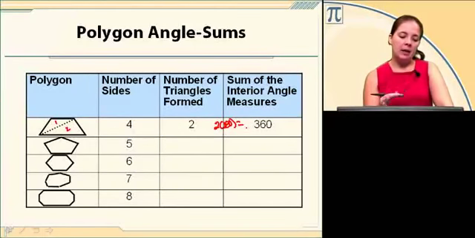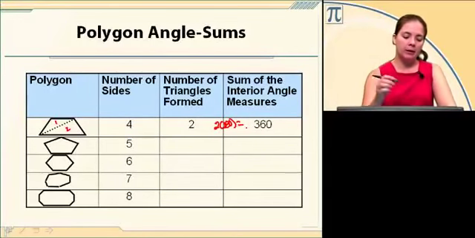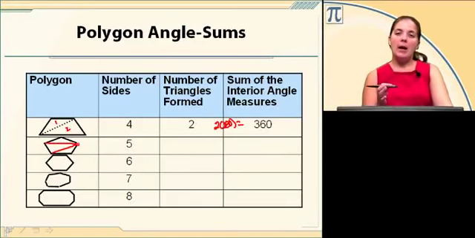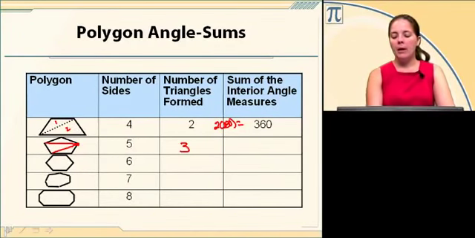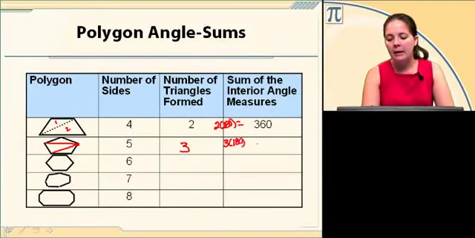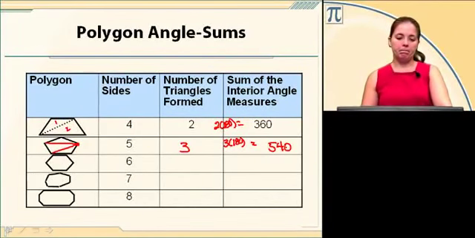All right, if there's 5 sides, pick one vertex, draw all the diagonals possible from that one vertex. So I've got 2 diagonals possible from that one vertex. Count the number of triangles, 1, 2, 3, and then find the sum of the interior angles by taking 180 times 3, or 3 times 180. And if you do that, 540 degrees.